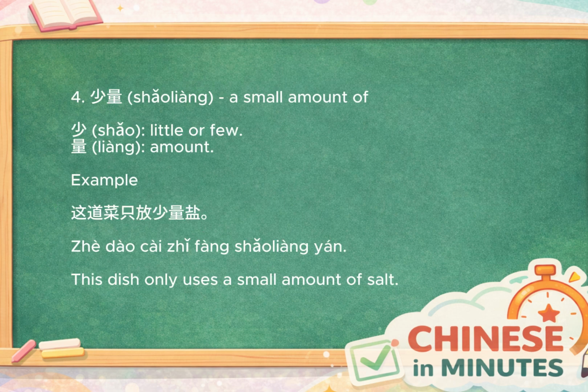Now let's look at 少量, which means a small amount of. The character 少 means few or little, while 量 means amount. Together, the word literally means a small amount. It's commonly used when talking about ingredients, medicine, food, liquids, or anything used in small quantities. For example, 这道菜只放少量盐. This dish only uses a small amount of salt. Notice how 大量 and 少量 are complete opposites. Learning them together makes them much easier to remember.